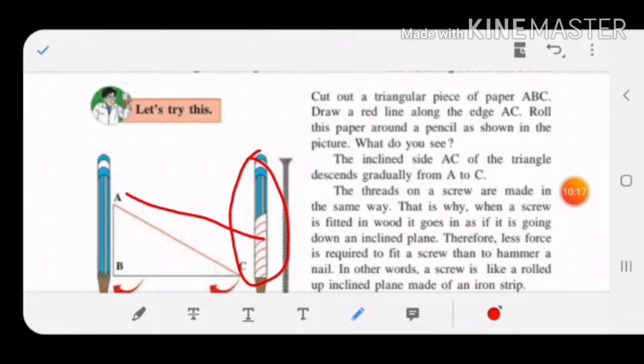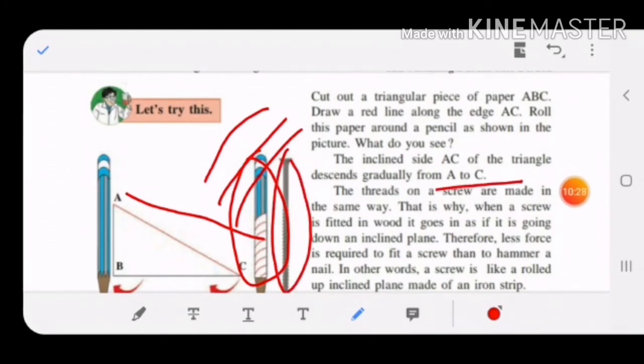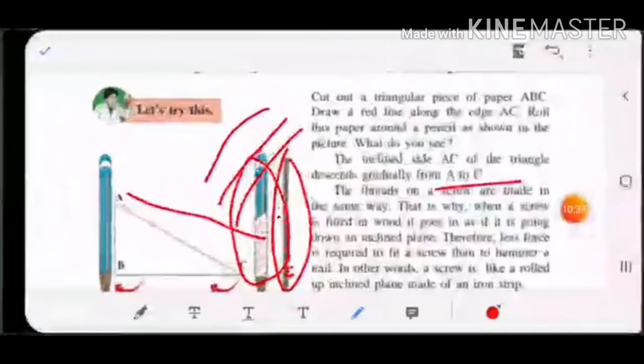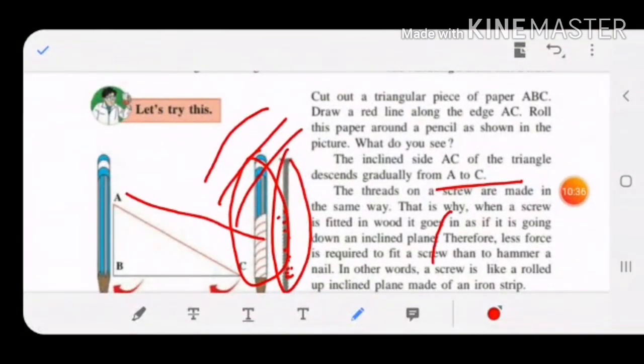What do you see? The inclined side AC of the triangle will descend. Its slope will be like this. It will descend from A to C. Similarly, you can see this screw. On this screw also you will find slopes like this. Yes or no? The threads on a screw are made in the same way.